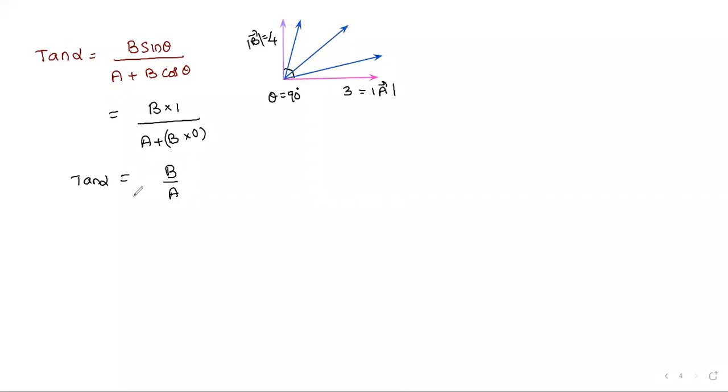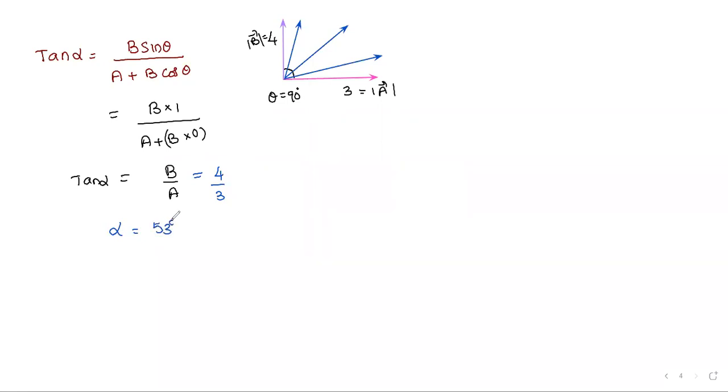Tan alpha equals B by A. First you check, so that we have to erase 2 of these 3. Only 1 is correct. B by A: B is 4 and A is 3. Tan alpha is equal to 4 by 3. 4 by 3 means, you know, in the 3, 4, 5 right angle triangle, alpha is equal to 53 degrees or 37 degrees.